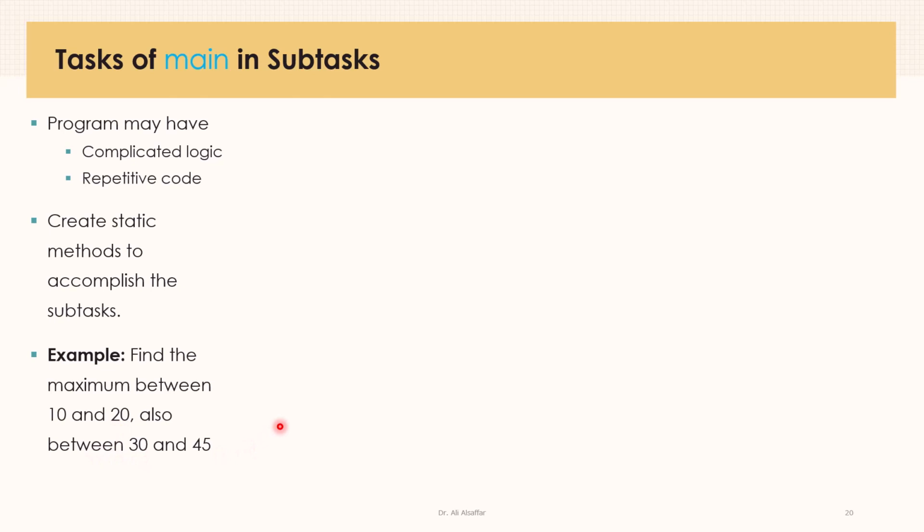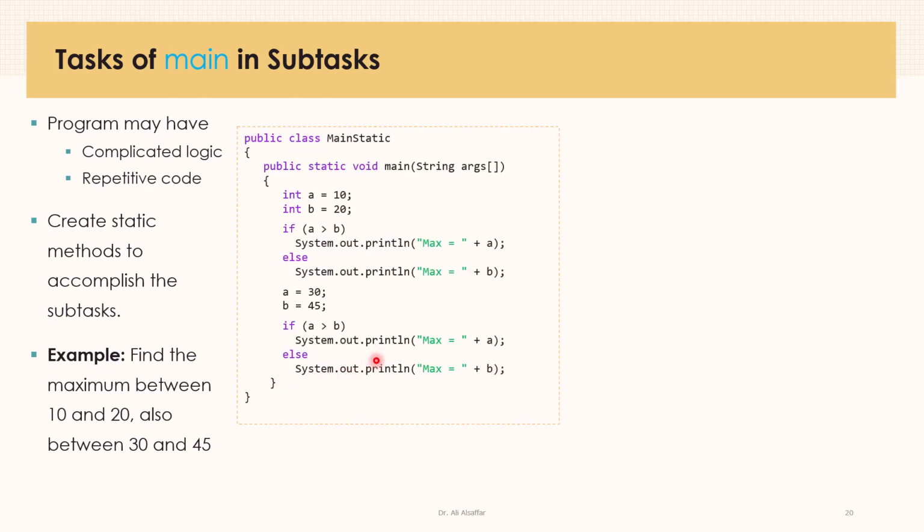If we try to solve this problem as one main task in one main program, this is the result that we get. First, we check the first number against the second number. If A is greater than B, then we say that the maximum is A. Otherwise, the maximum is B. And for the other two numbers, we again check if A is greater than B, we print that the maximum is A, and otherwise the maximum is B. So as you notice, in this main program we have repeated code. The same logic is repeated.